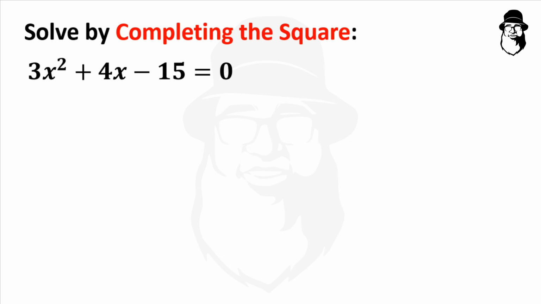Today we'll solve this question. It's solved by completing the square. 3x squared plus 4x minus 15 is equal to 0.